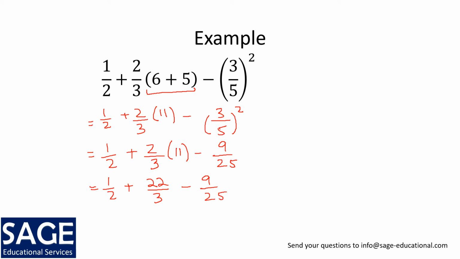Now that I have only additions and subtractions, I will move from left to right. If I add the 1 over 2 and 22 over 3, that will give me 47 over 6. And then minus 9 over 25. Simplifying that will give me 1121 over 150. So the key to solving this problem was to take it one step at a time.